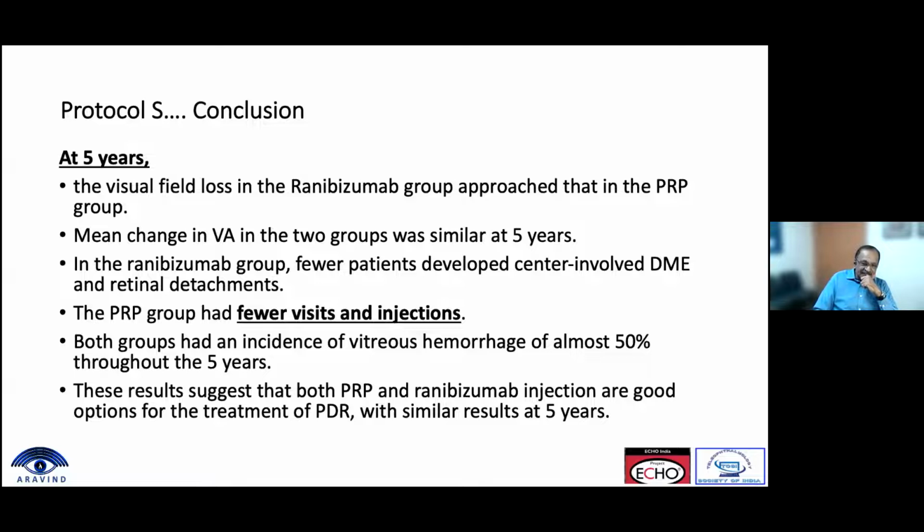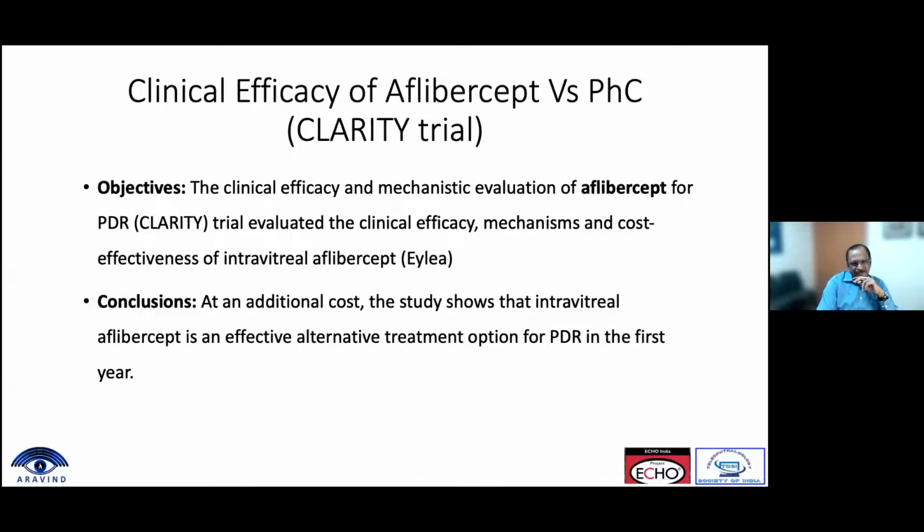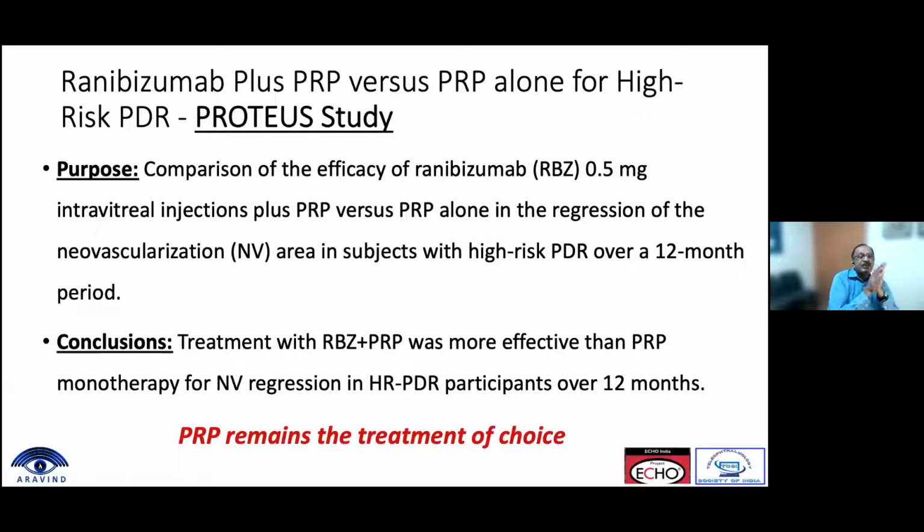These results suggest that both PRP and ranibizumab injections are good for treatment of PDR with similar results. Another trial using Aflibercept was done, the Clarity trial, which again showed that intravitreal Aflibercept or Eylea is an effective alternative treatment option for PDR in the first year, and similar results were observed in the second year too.